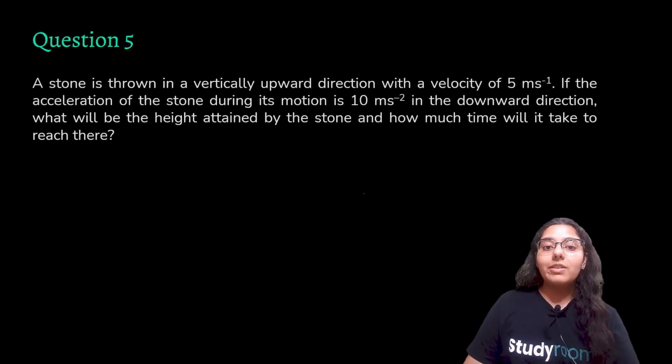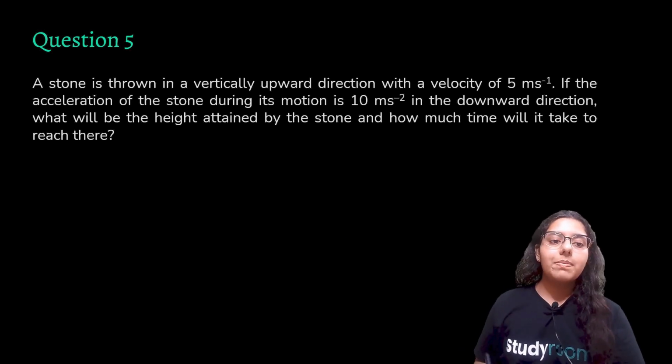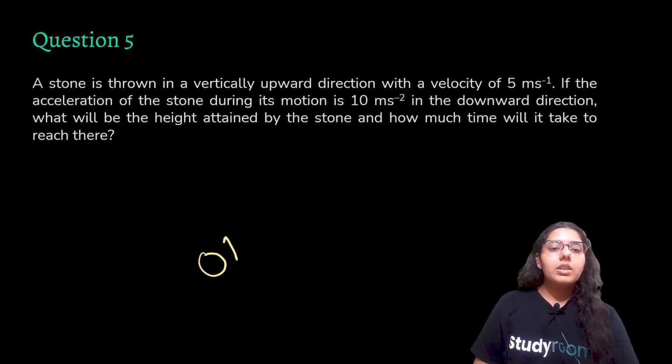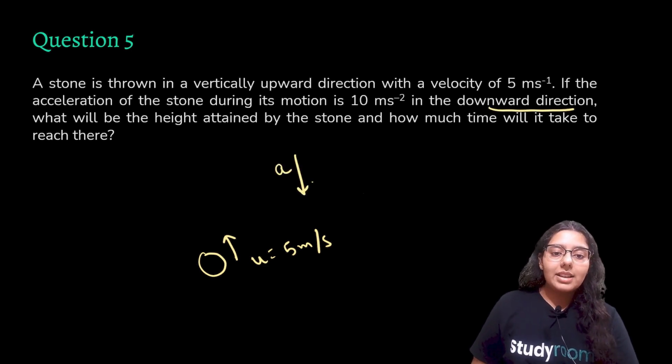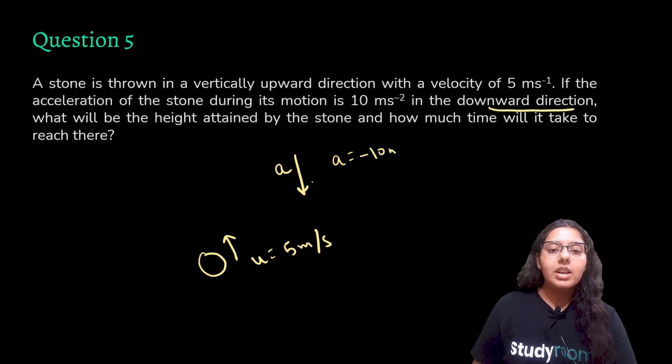So question 5: a stone is thrown vertically upward with a velocity of 5 meters per second. So our initial velocity is 5 meters per second. The acceleration of the stone during its motion is 10 meters per second square in the downward direction. So your motion is in this direction, your acceleration is in the negative direction, right? So acceleration should be minus 10 meters per second square.